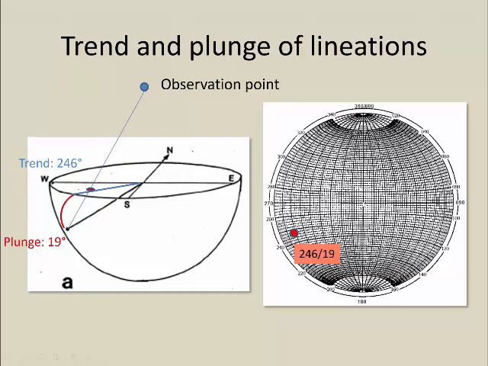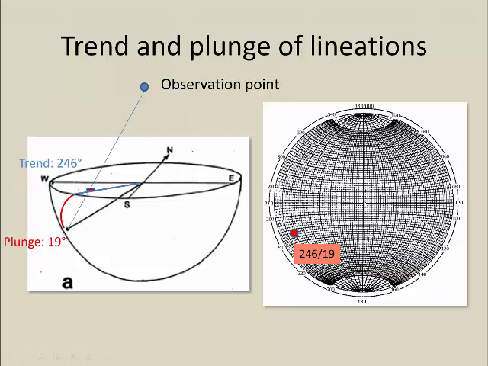And when you look here from the center of the Stereonet and you draw a line from the center of the Stereonet through this point, you will come here to 246 degrees. That is the trend of this lineation. Now this lineation is not particularly steep. It's only inclined at 19 degrees, a fairly shallow plunge. All shallow plunging lineations produce points on the Stereonet that plot fairly close to the outside perimeter of the Stereonet.